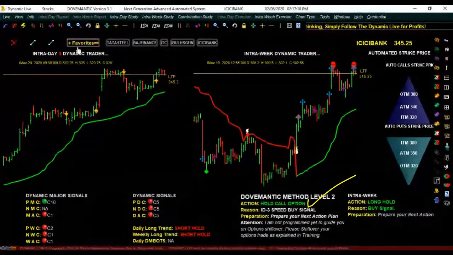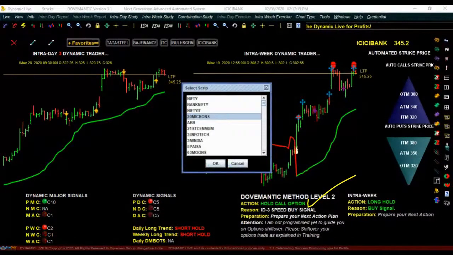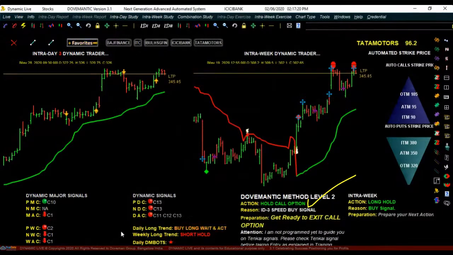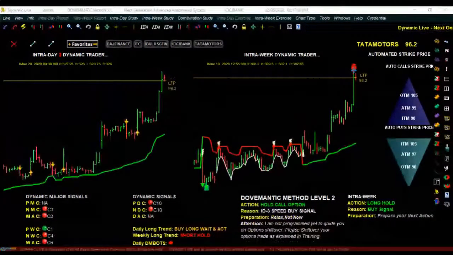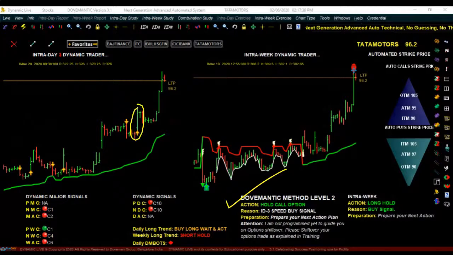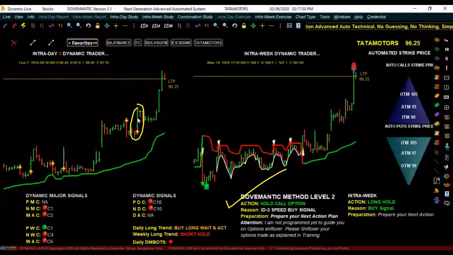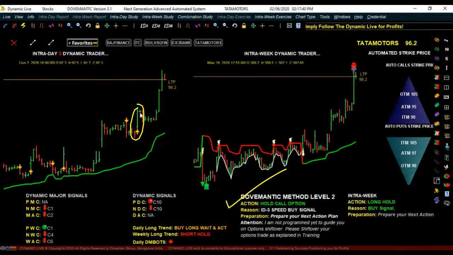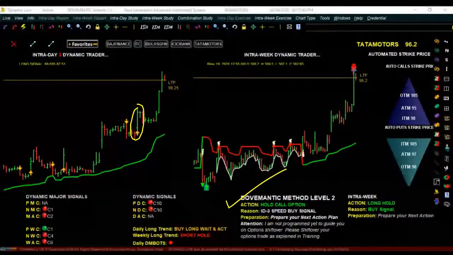Let us check one more script. Let's say we see Tata Motors. Now once we have selected Tata Motors, let us see what's happening here. It is telling us hold call option. This is the point where it had told us to buy a call option. Now what was the date and time? It was on 2nd June, that is today, at around 9:30 in the morning. The price was around 92.30. This is where you could have bought it, and you could have taken a long in futures or bought a call option. From there, now it is trading at 96.20, literally 4 points gain here.